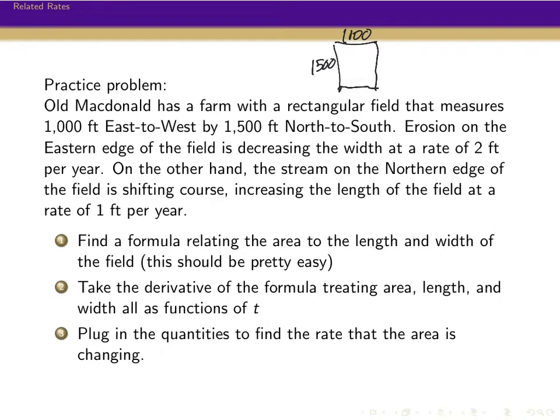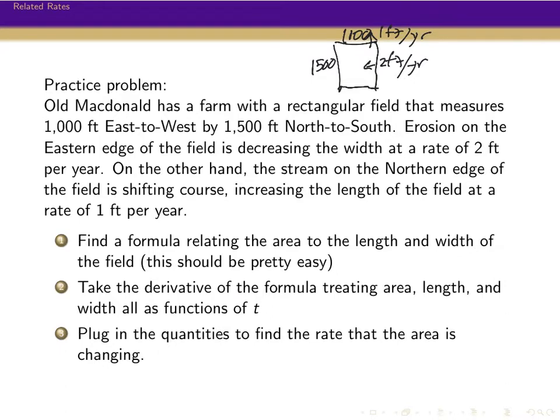And then this is saying that the eastern edge is decreasing at 2 feet per year. On the northern edge, shifting course, and that's actually enlarging everything by 1 foot per year. Okay. So I want you to go through and walk through figuring out how this is affecting the area. At what rate is the area changing per year?